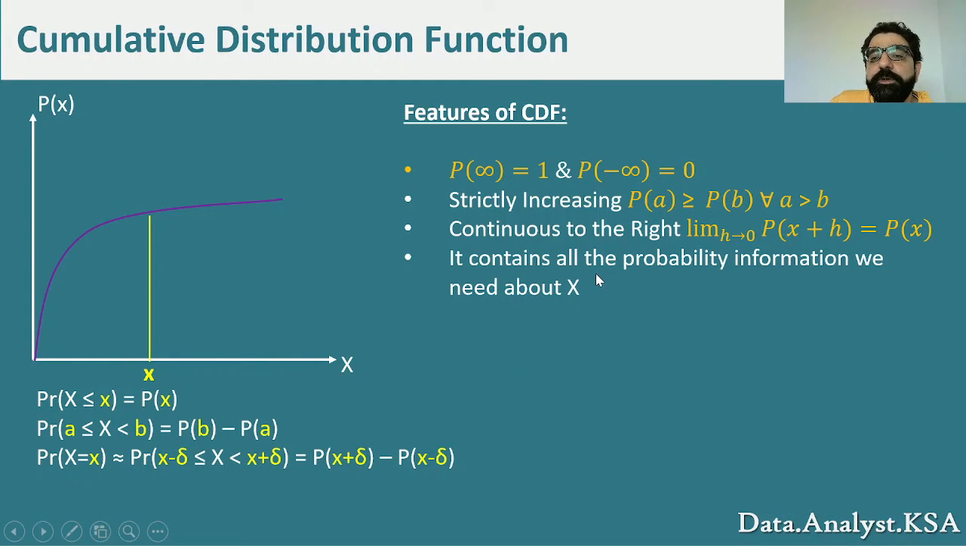It contains all the probability information we need about x. Because remember, anything that we want to understand is the probability of x being smaller than a number.